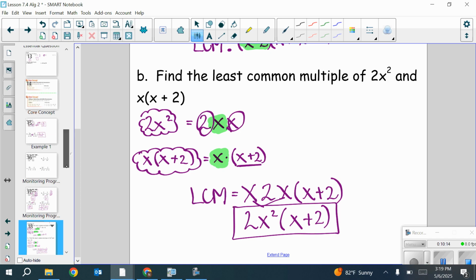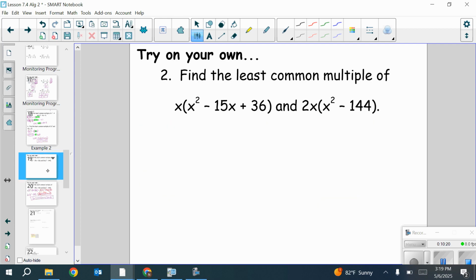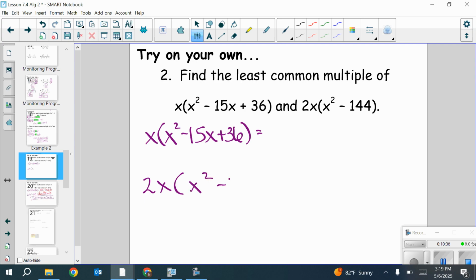Go ahead and go on to the left-hand side and try those ones on your own. Remember, you've got x, and you need to factor what x squared minus 15x plus 36 is. And then you have 2x, and you're factoring a perfect square with a minus in between. Then you pick what they have in common and figure out what their least common multiple is. Go ahead and press pause, and then press play to check your answers.